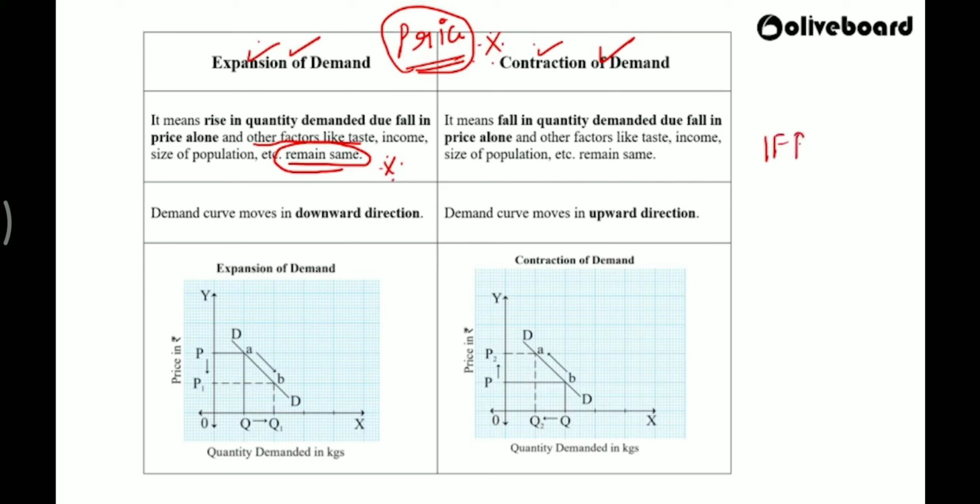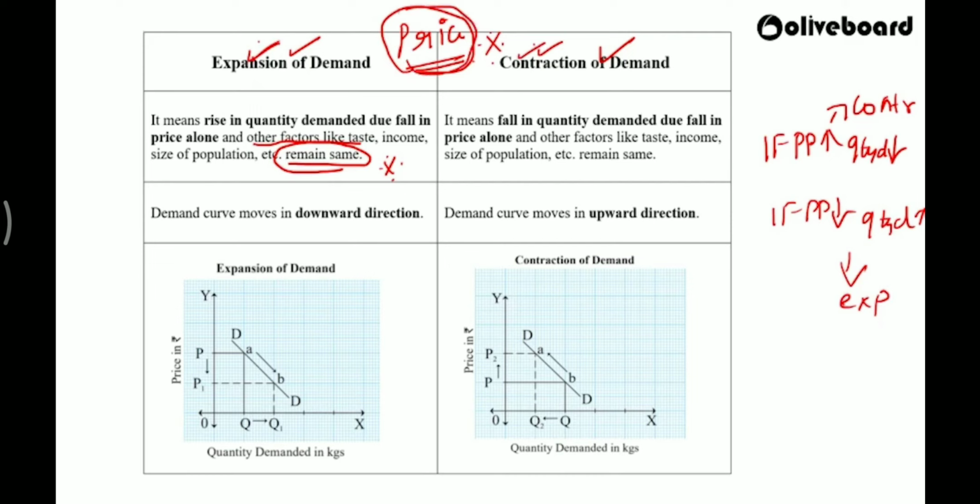If price rises, my quantity demanded will come down. This is called contraction. All right. When my price decreases, quantity demanded will increase. This is called expansion. So expansion and contraction is happening because of what? Changes in the price of the commodity. Other factors are remaining what? Same.